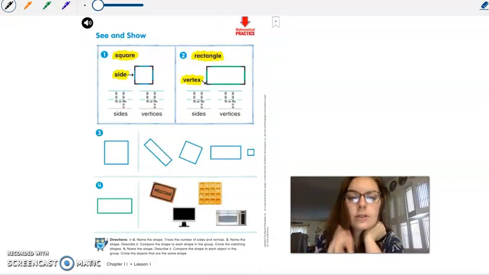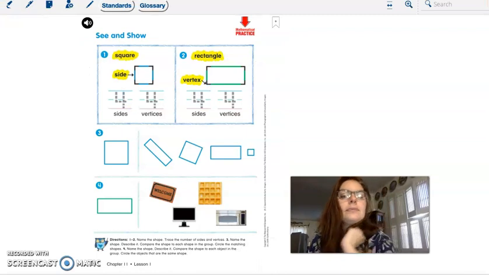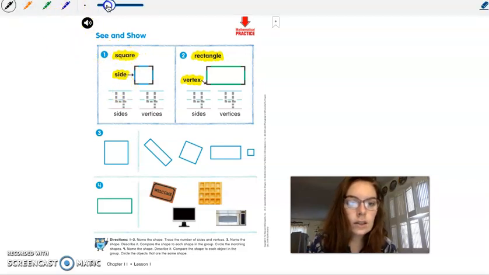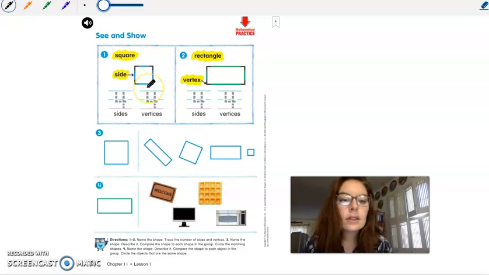Okay. Next page. Number 1, we're going to look at a square. A square has four sides. Let's count them. 1, 2, 3, 4. It's those blue parts.